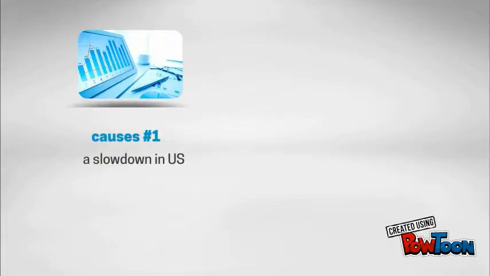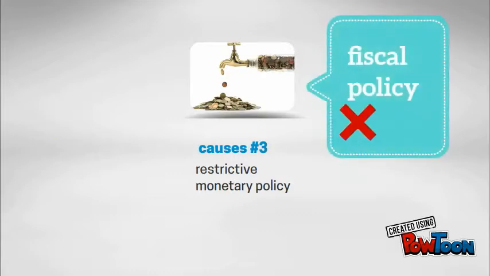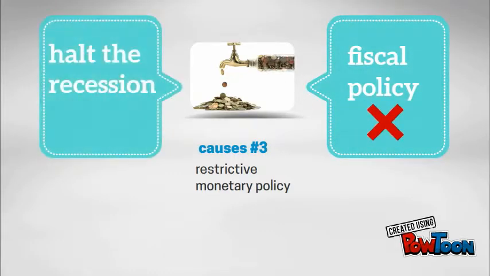Some factors contributing to the economic slowdown leading to the 1990 recession included a slowdown in the U.S. economy and a high CPI. The restrictive monetary policy implemented by the Bank of Canada to fight inflation finally had a negative influence on Canada's fiscal policy, which was trying to halt the recession.